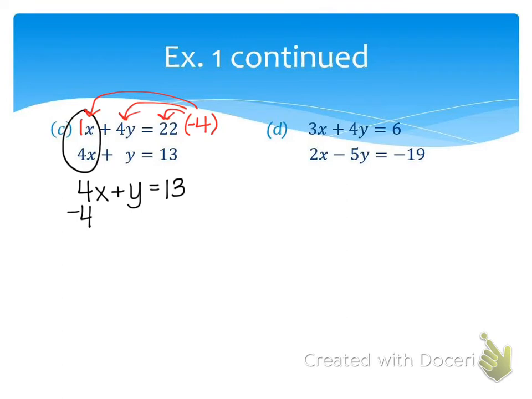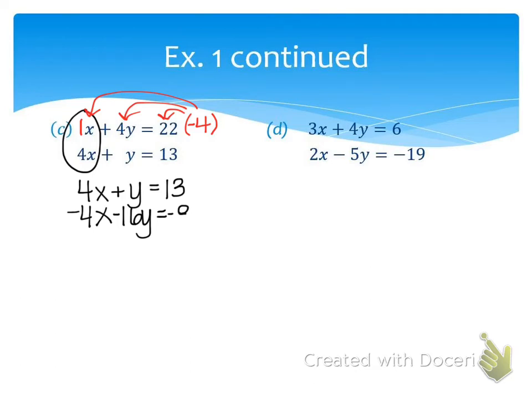Negative 16. Listen, I'm going all the way back to the 1x. So what's negative 4 times 1x? Oh, negative 4x. Then I'm going to do the negative 4 times the 4y. What does that give me? Negative 16y. And it's going to equal what's negative 4 times 22?